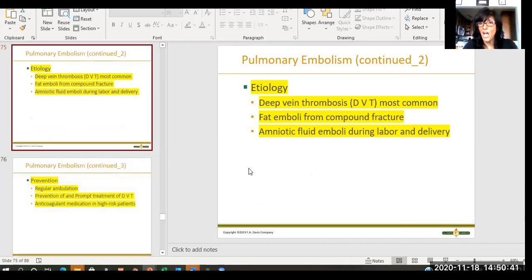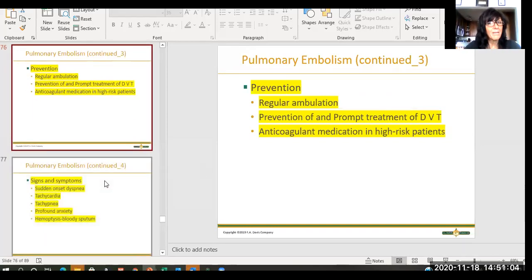Etiology. DVT is the most common. That's why after surgery, get up. Early ambulation, early ambulation, early ambulation, right? Fat emboli, which can happen from orthopedic surgery or compound fractures. Amniotic fluid emboli that can happen during labor and delivery. I'm not even touching that one with a 10-foot pole, but you have maternity next term. Prevention. Ambulate, ambulate, ambulate. The first thing, of course, is to prevent a DVT, but if they get one, treat it promptly.